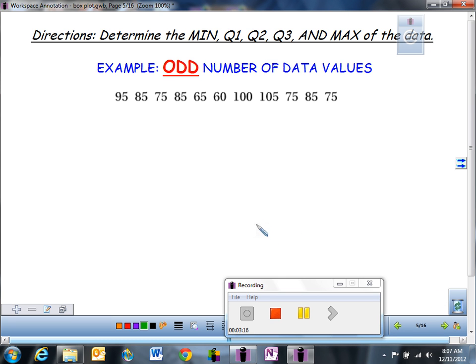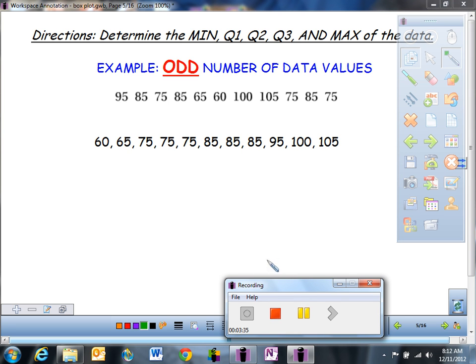Determine the min, quartile 1, quartile 2, quartile 3, and a max of the data. So this is an odd number of numbers. So the first thing we need to do is get them ordered. Once you get your numbers ordered, I'm just going to double check. I'm going to count to see how many numbers I have. I counted 11. Double check that I have 11 in my new list.